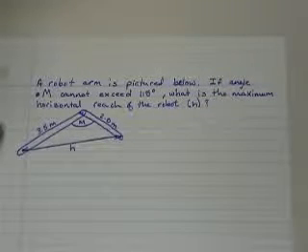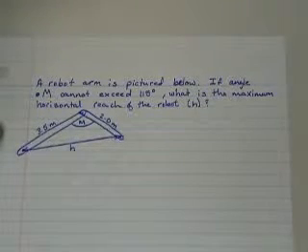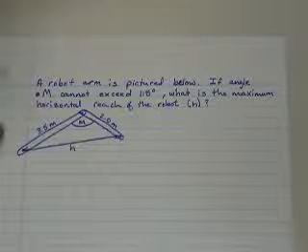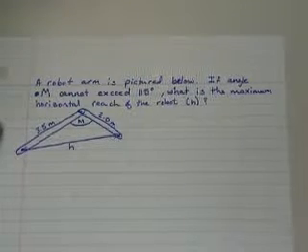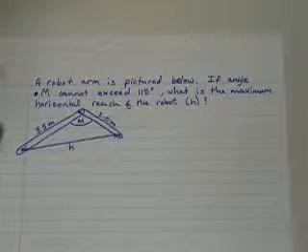A robot arm is pictured below. If angle M cannot exceed 115 degrees, what is the maximum horizontal reach of the robot?